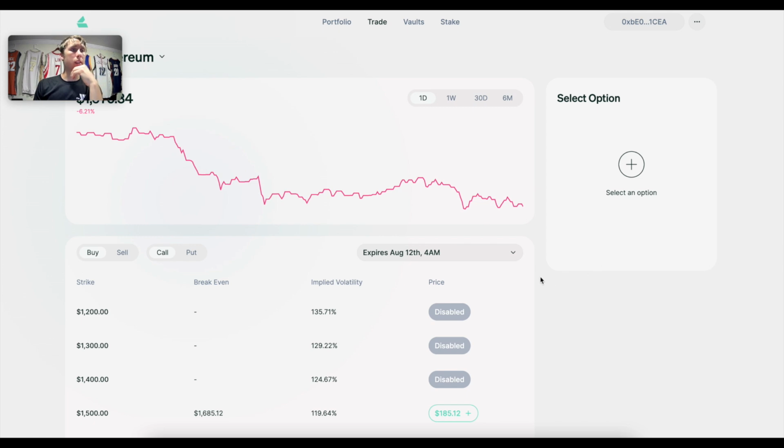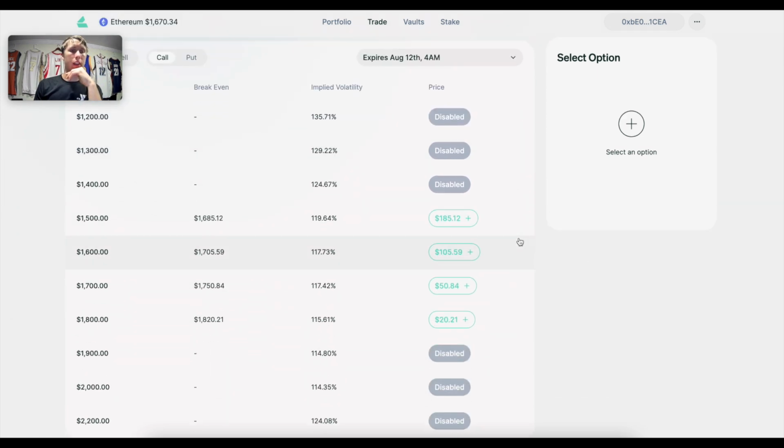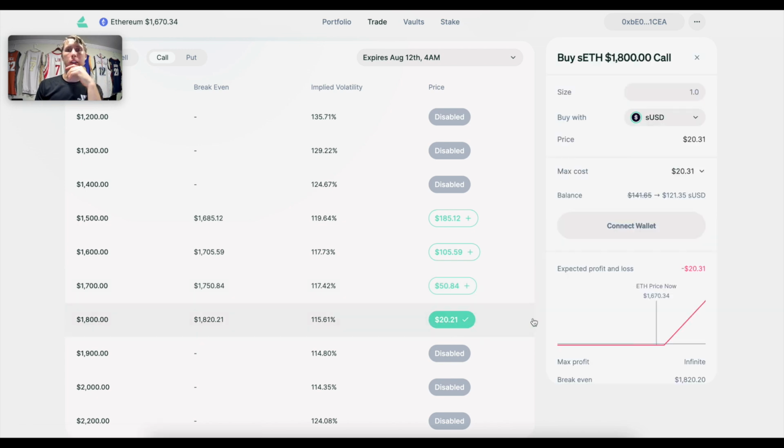So let's say, for example, I want to go ahead and open a position on Lyra Finance. I want to open a call on $1,800 ETH. I'm pretty bullish on ETH right now, and I think it's going to go up. The reason I'm selecting the one at $1,800 is because it's much cheaper to get into this position. It's only going to cost me $20.